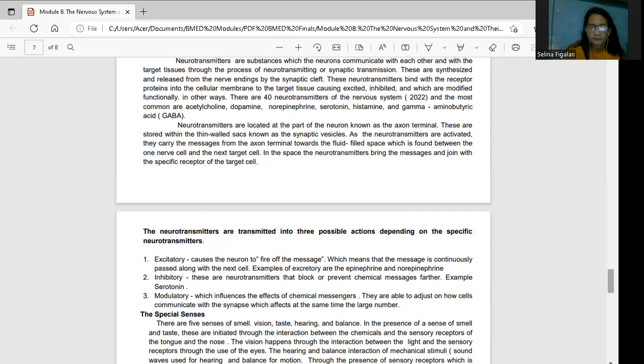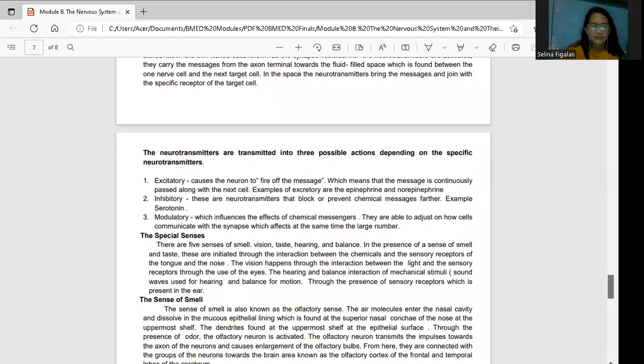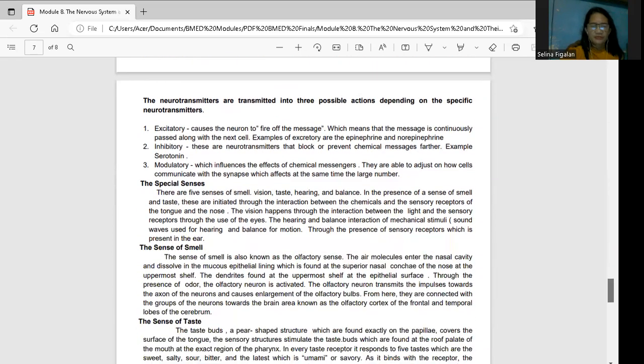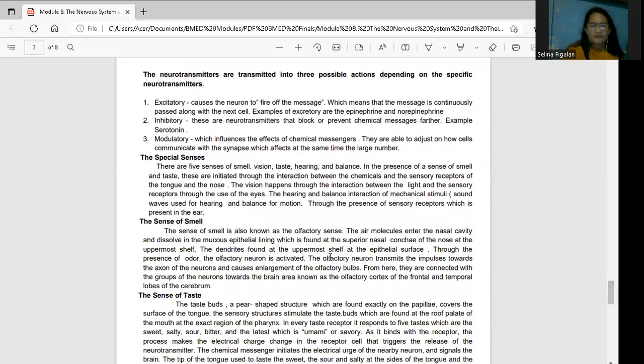Okay, so the special senses, the first one here is the sense of smell. The sense of smell is also known as your olfactory sense. Pangamoy. Okay, so dissolve the mucous epithelial lining, which is found at the superior and nasal concave of the nose. So the dendrites found at the uppermost shell of the epithelium. So through the axon of the neuron, so on and so forth. Okay, basta olfactory ang inyong sense of smell.